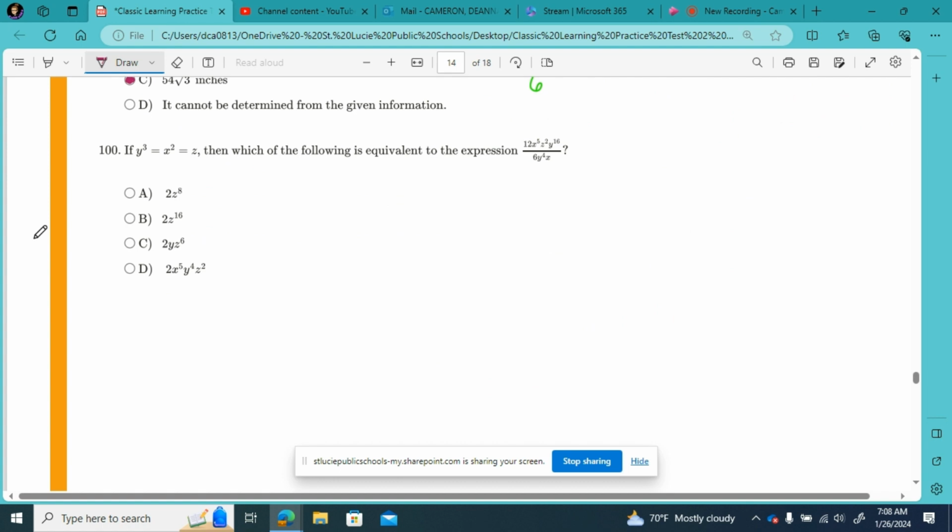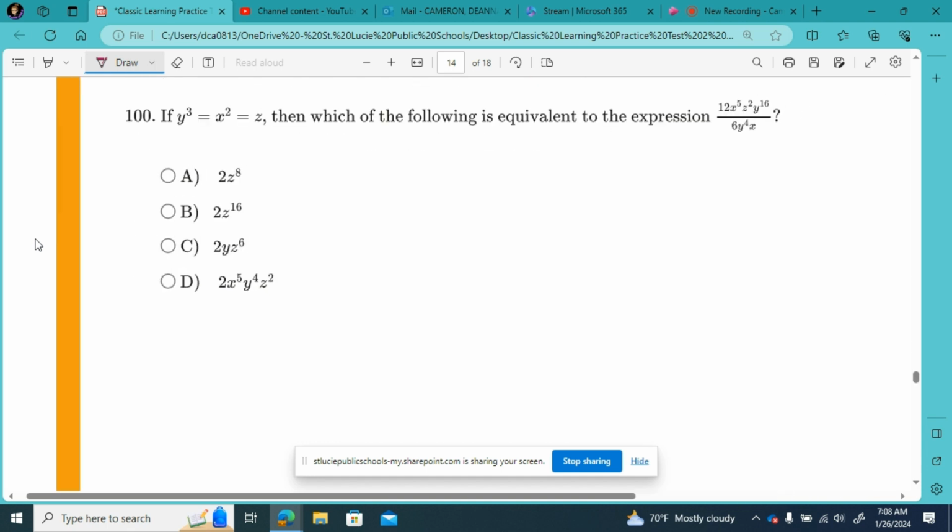Number 100, if y cubed equals y squared equals z, then which of the following is equivalent to the expression 12x to the power of 5, z to the power of 2, y to the power of 16 over 6y to the power of 4, x. So I'm going to start by writing this bigger because that's pretty small font for me. And make sure when you're taking your test on CLT that you know how to zoom in and out on the test, because the print is tiny to me. I'm glad this is not on paper. I'd be in trouble.